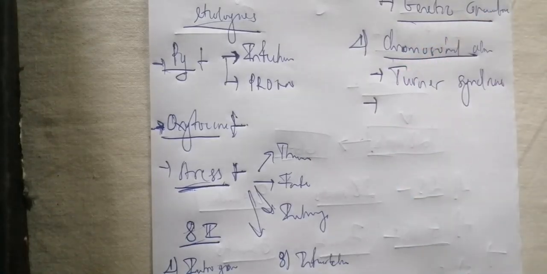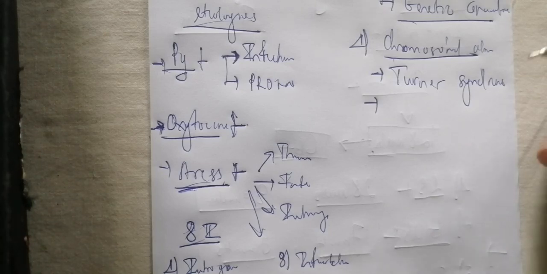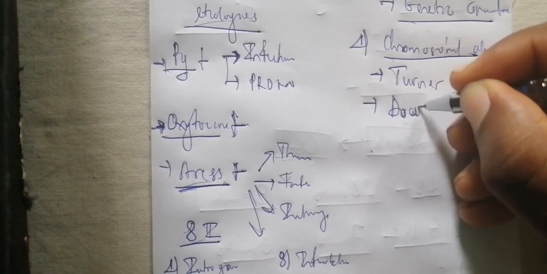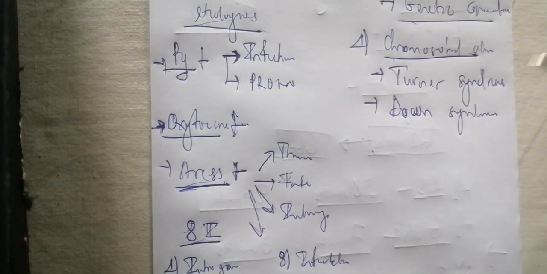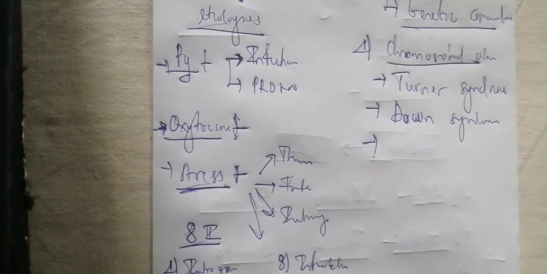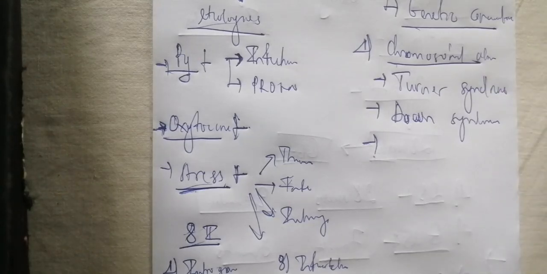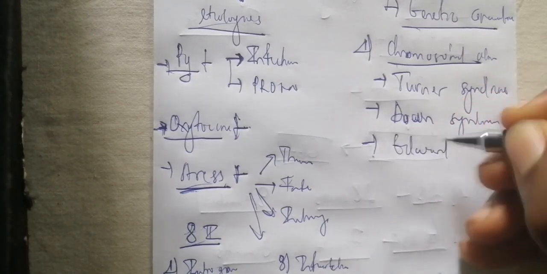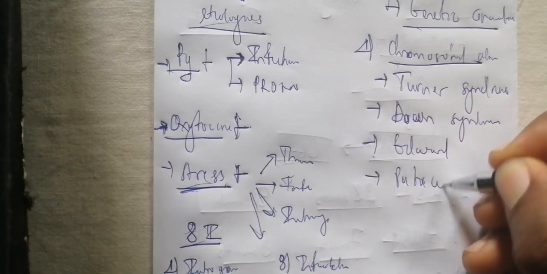The next one is trisomy. Trisomy is when you have an addition of a single chromosome, like in the case of trisomy 21, which is called Down syndrome. You have Klinefelter syndrome, and triple X syndrome, which are trisomies of the sex chromosomes. Next, you have Edwards syndrome, which is trisomy 18, and Patau syndrome, which is trisomy 13.